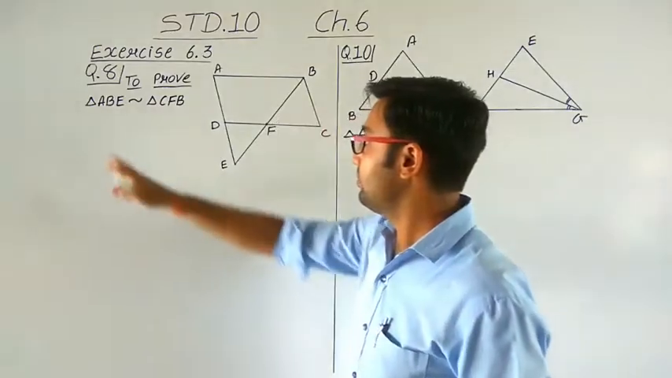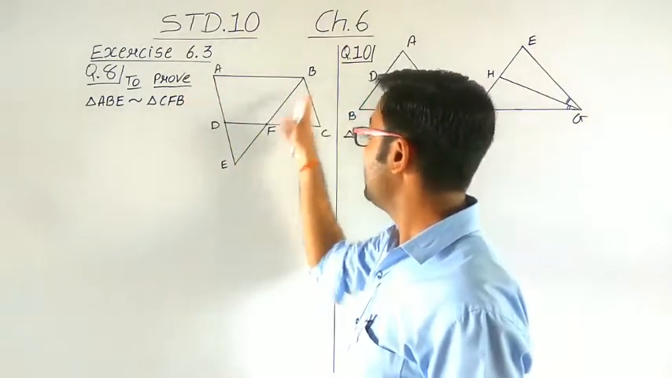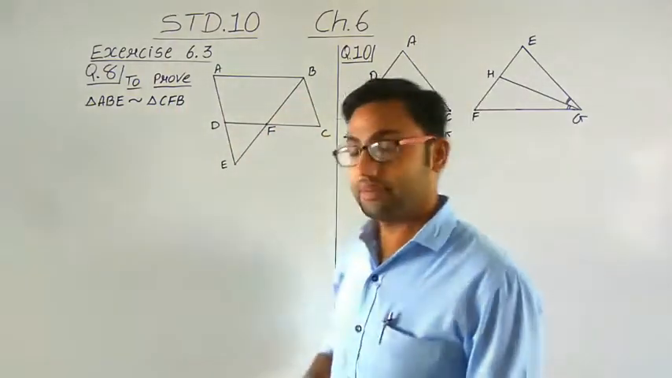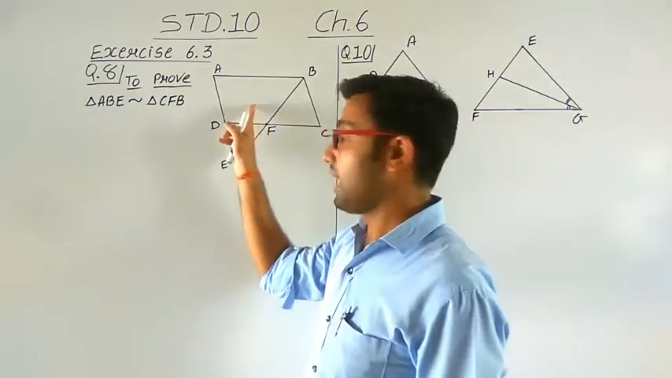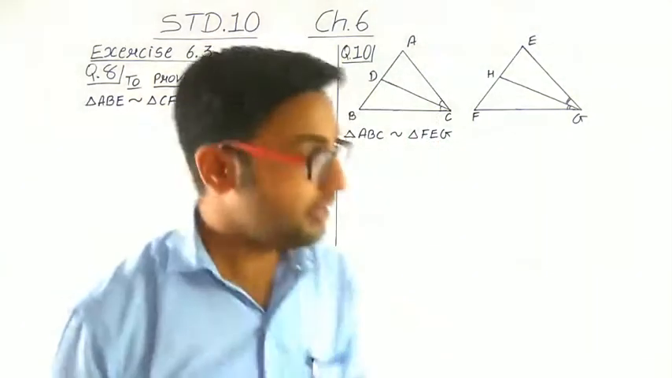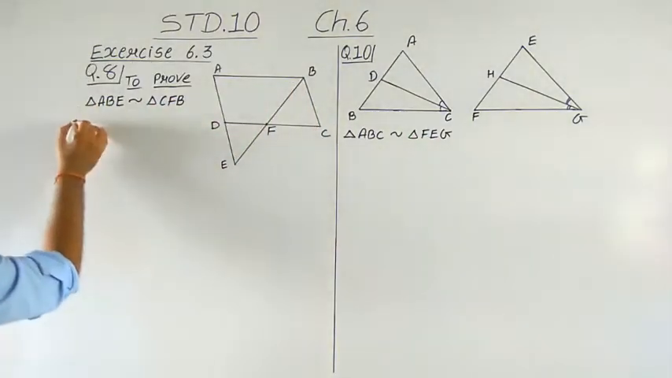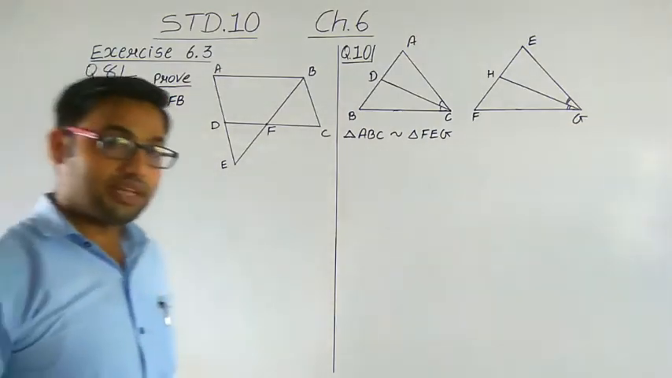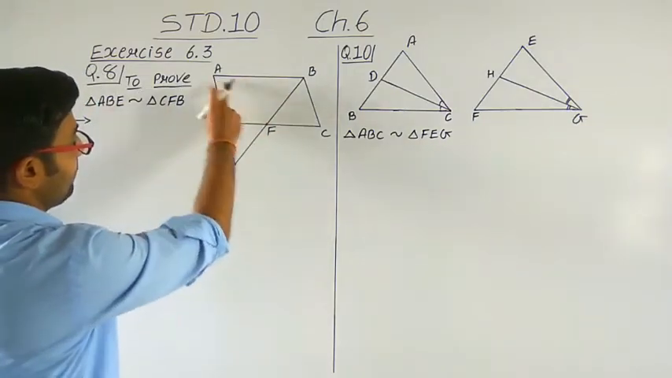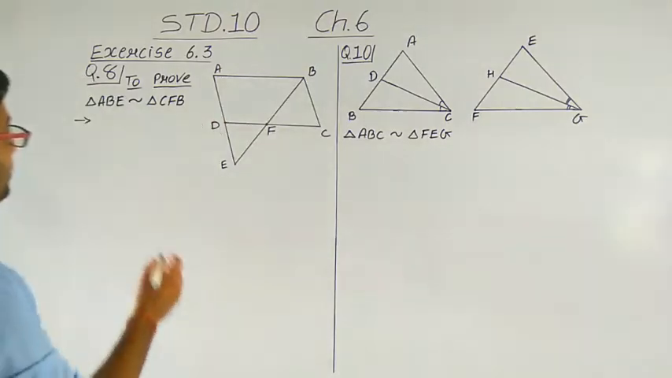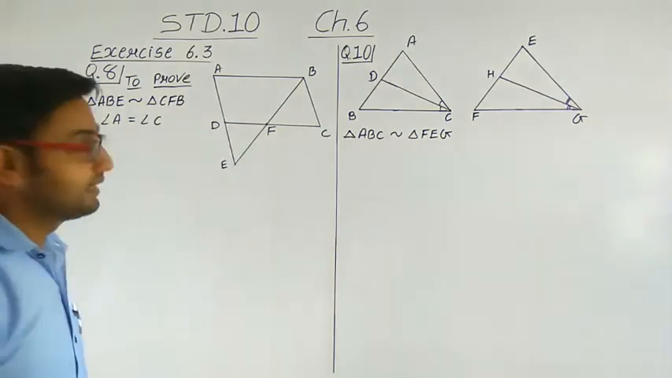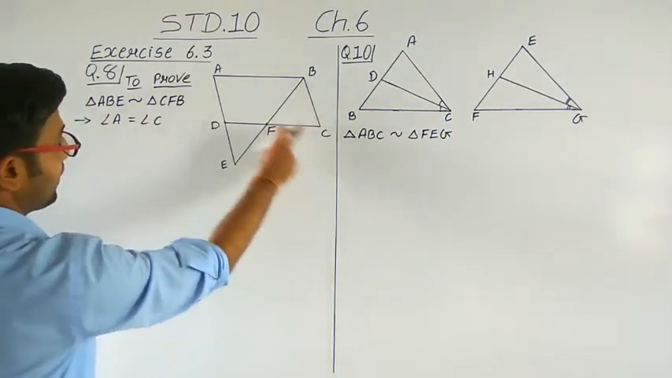Now we have to prove that triangle ABE is similar to triangle CFB. So this is the question, this is the diagram, this is what we have to prove here. So let us start. Here we know that ABCD is a parallelogram. So here we can use the property of parallelograms, that opposite angles of a parallelogram are equal. So we can write that angle A is equal to angle C.